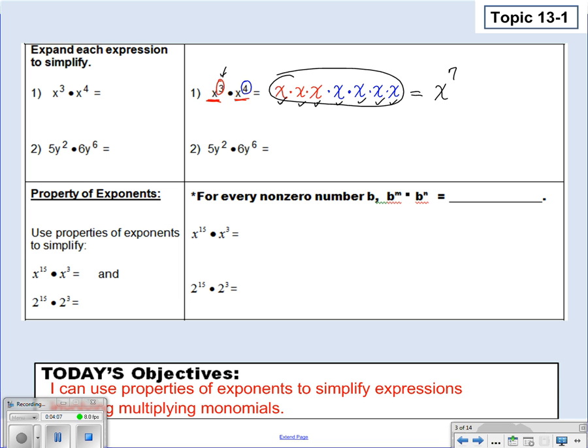So now we have a monomial that has both a number and a variable, 5y squared, and it's multiplied by another monomial, 6y to the 6th power.